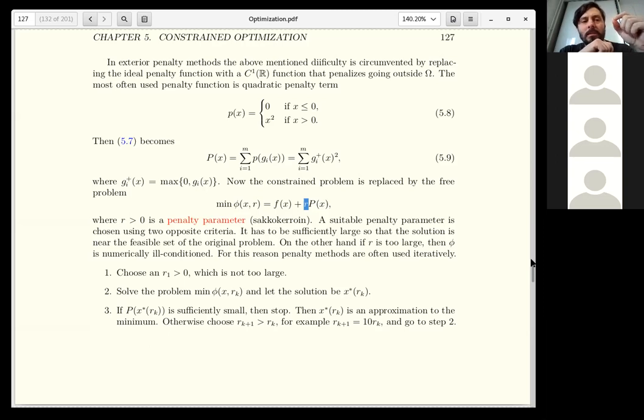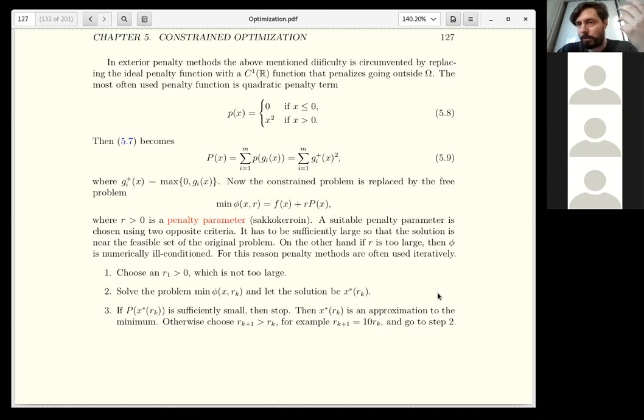We minimize this theta function, which is now the one that has the penalty function and the penalty parameter. And we come up with the solution x star, which will then depend on what this penalty parameter is. So in general, unless the actual solution is an interior point, so that there are no active constraints, so that the penalty function is 0.